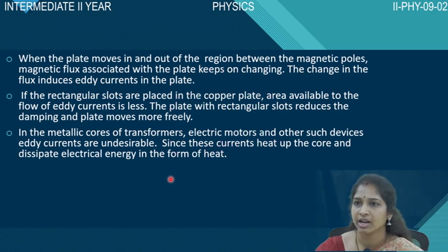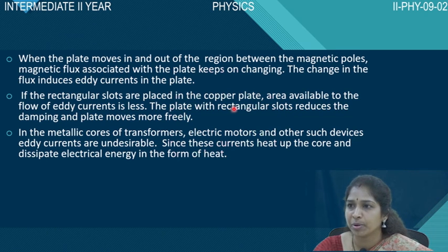But in the next case, as rectangular slots are placed in the copper plate, the area available to the flow of eddy currents is less. Currents are produced due to the change in the flux, but the area for the flow of eddy currents is less. So what will happen? The plate with rectangular slots reduces the damping. There will not be that much damping because these currents are less. So the plate moves more freely.